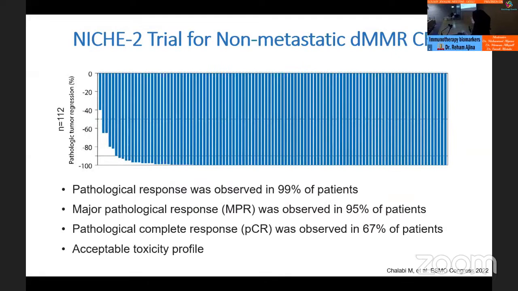What I want to show you on this slide is the most recent data we have from the last week, from ESMO 2022. For all the previous studies, we had patients who have advanced metastatic disease. In this study, they included patients who have non-metastatic disease. So non-metastatic dMMR colorectal cancer patients. And there were 112 patients. These patients were treated with nivolumab and ipilimumab 6 weeks prior to the surgery. So this was neoadjuvant therapy.